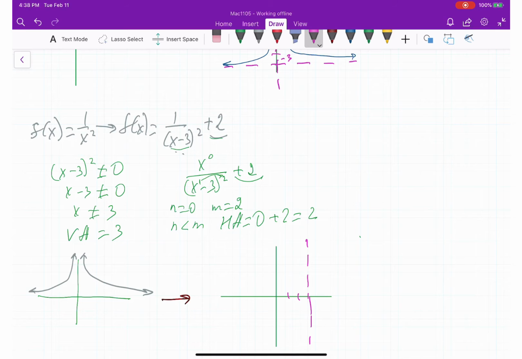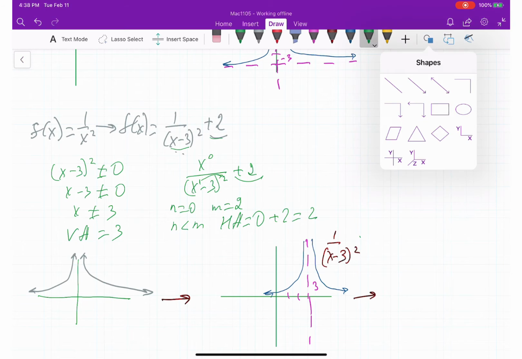This is going to be your shifting, vertical asymptote. The graph is going to look like this. We shift this graph by positive 3. And then from here, so this one is 1 over (x minus 3) squared.